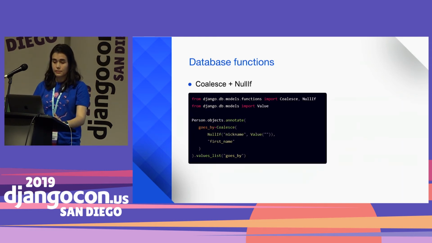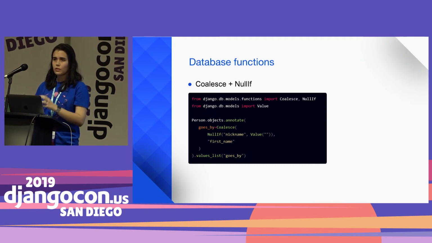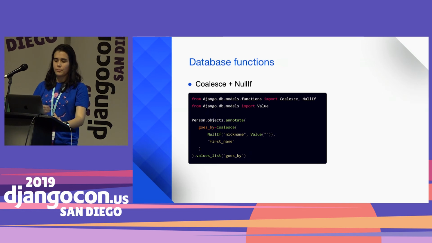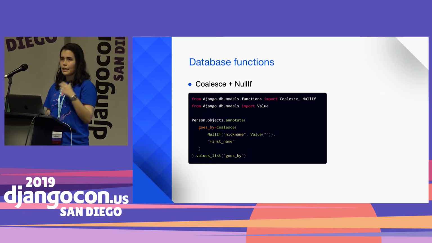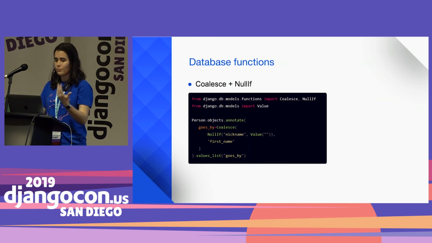A solution to that is using another database function called NullIf, added in Django 2.2, which accepts 2 expressions and returns None if they are equal. So in our case, we compare our field nickname with an empty string value. And again, I had to use the Value function because if I hadn't, Django would look for a field called empty string. And that's going to work.